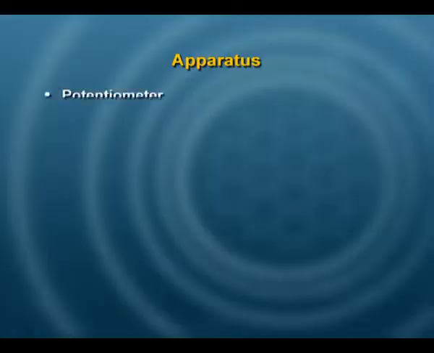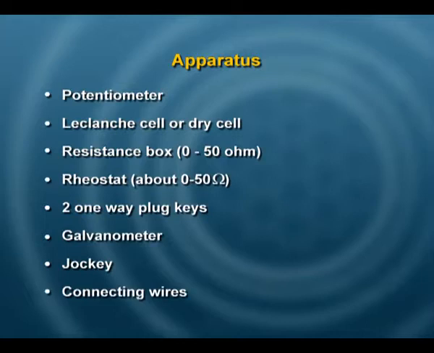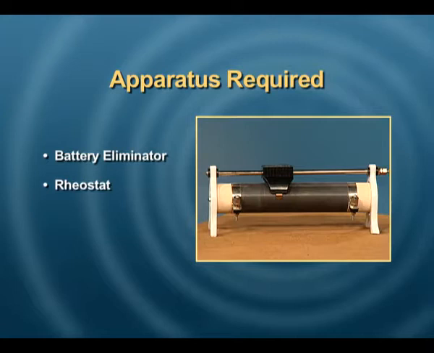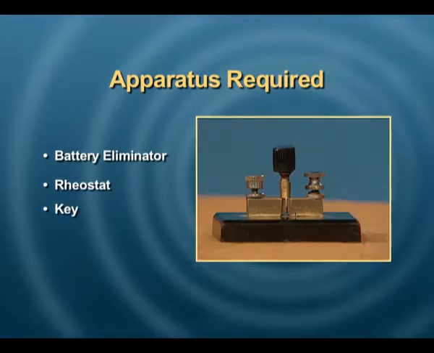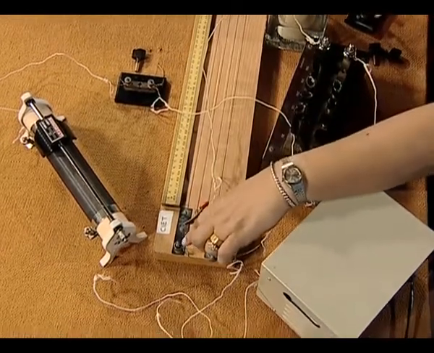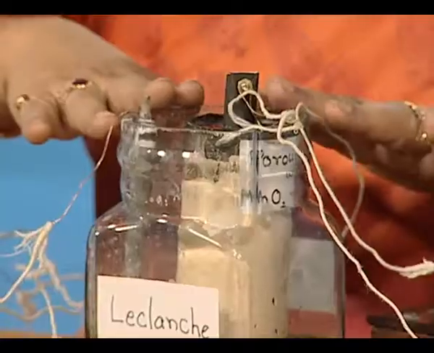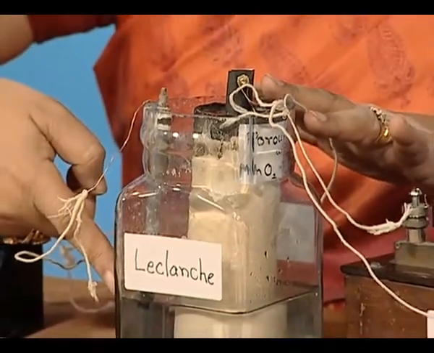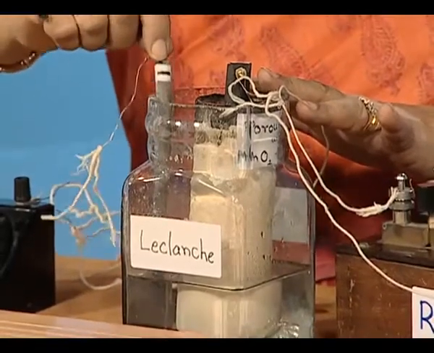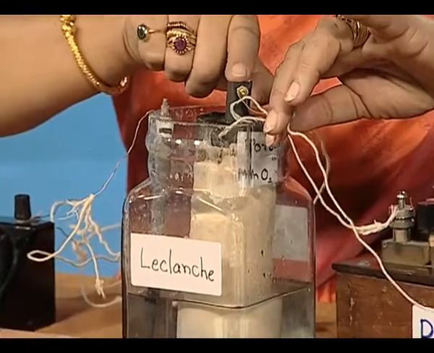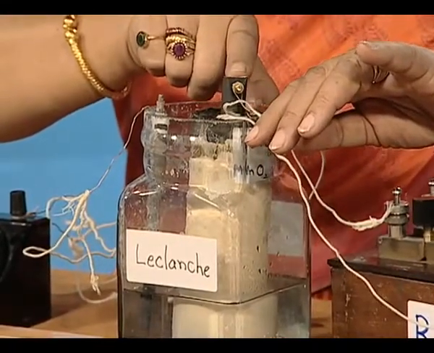So, in order to do this experiment, let us see the apparatus we need. We require a battery eliminator, a rheostat, a key to allow the current to flow through this and thereby set a potential difference across here. This is our Leclanche cell. You can see the electrolyte ammonium chloride in it, the zinc rod forming the negative terminal and the carbon rod at the center forming the positive.